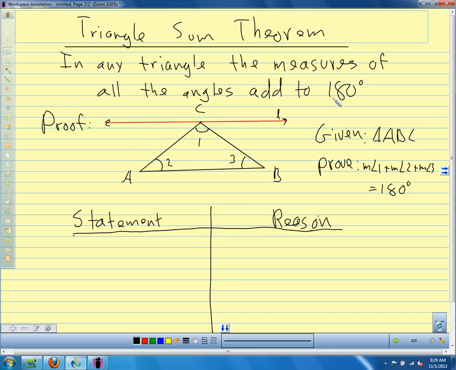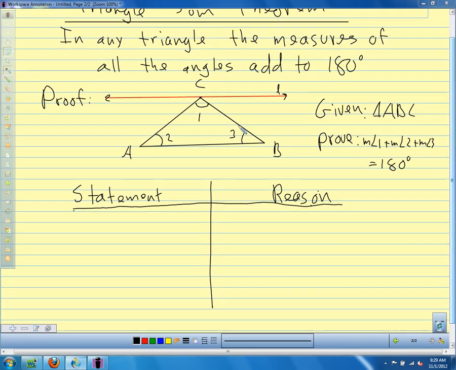So I'm drawing line L through point C. Listen up, guys. I'm drawing line L through point C parallel to segment AB. So I'm going to say L is parallel to AB. What tells me I can draw a line through point C that's parallel to AB? What did we just talk about?